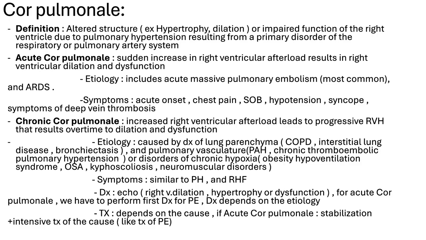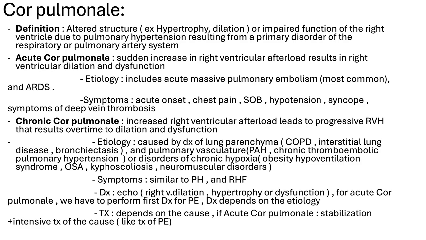For the chronic cor pulmonale, this increase in the right ventricular overload leads to a progressive right ventricular hypertrophy, which results over time in dilation and dysfunction of the right ventricle. It can be caused by diseases of the lung parenchyma like COPD or bronchiectasis. It can be caused by chronic thromboembolic pulmonary hypertension. Disorders of chronic hypoxia, for example, can be as well. Symptoms there will be similar to pulmonary hypertension in general and right heart failure.